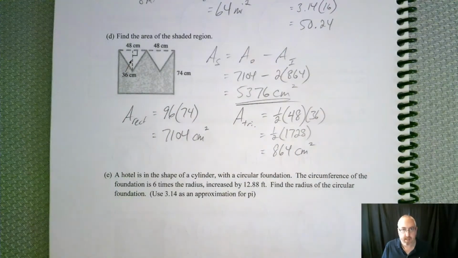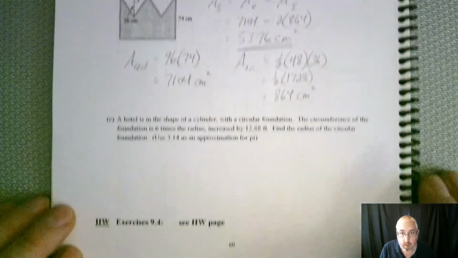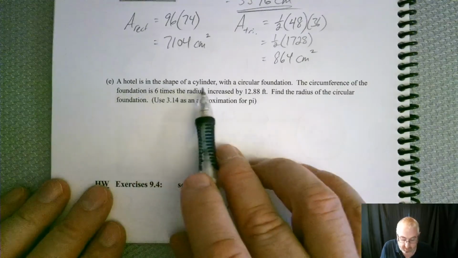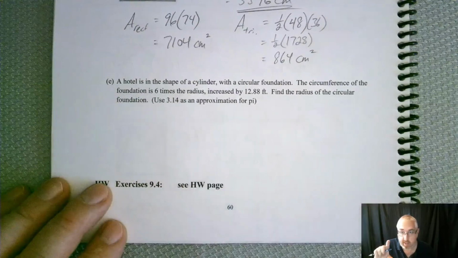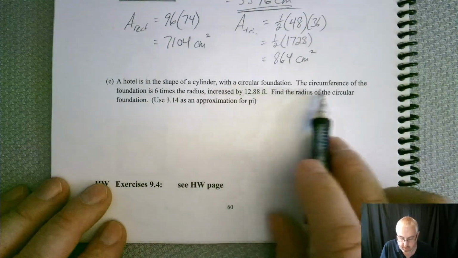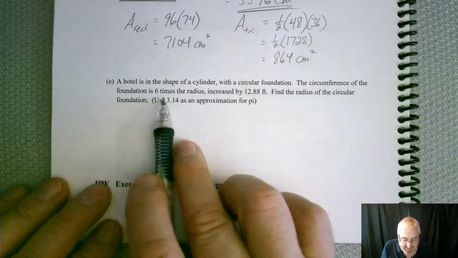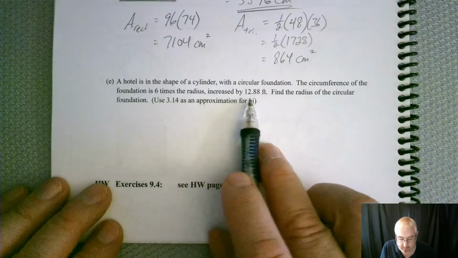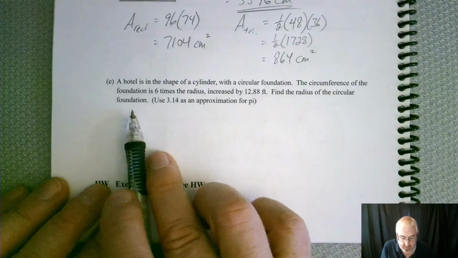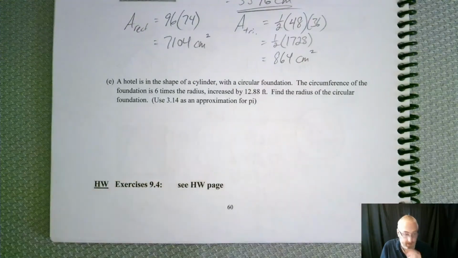Again, it's a process. These ones are going to be a little bit of a thinker. So let's try one more, and then that wraps us up. A hotel is in the shape of a cylinder, so like a can of soup or something like that, with a circular foundation. The circumference of this foundation is 6 times the radius, increased by 12.88 feet. Find the radius of the circular foundation. Use 3.14 as approximation for pi.